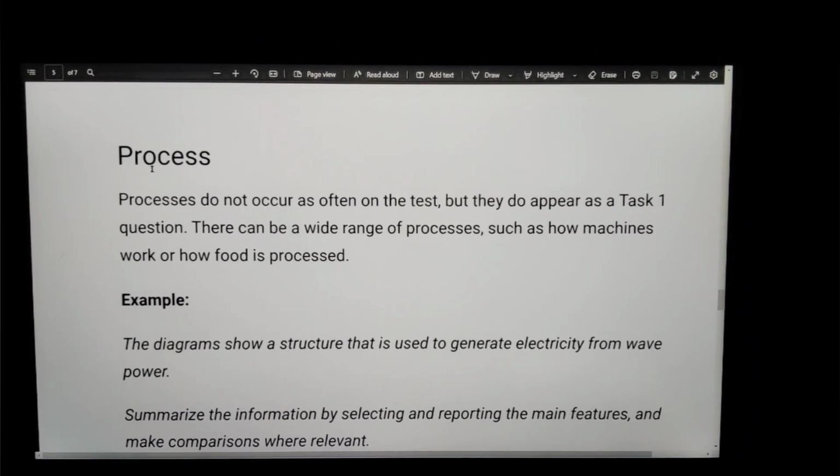The next type is process diagrams. These are commonly asked and are very scoring, and comparatively the easiest form of writing task 1 question. So it is very necessary that if a process diagram comes, we learn the format of this process diagram by heart. It becomes very easy for us to score well in writing task 1.